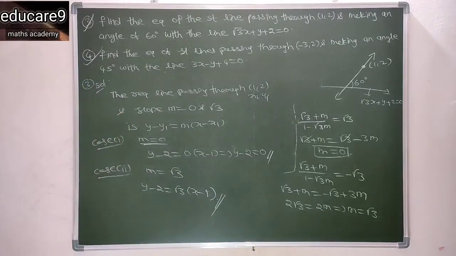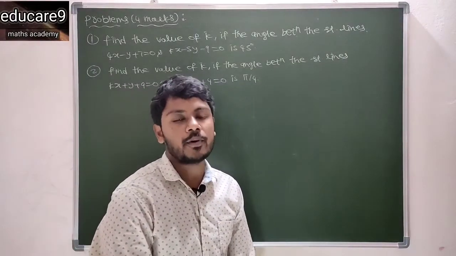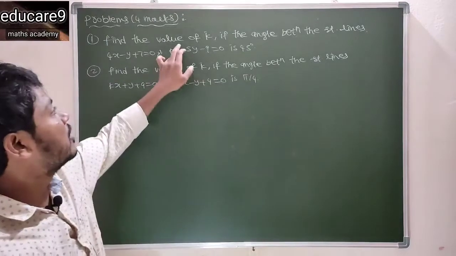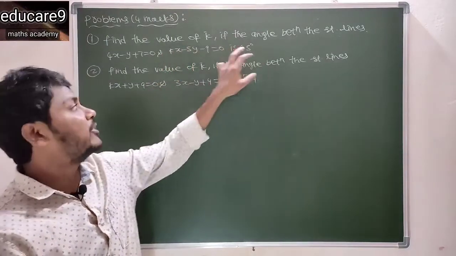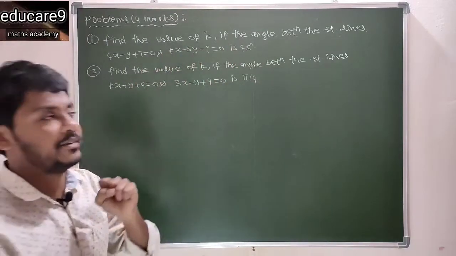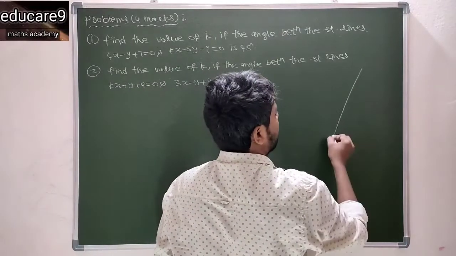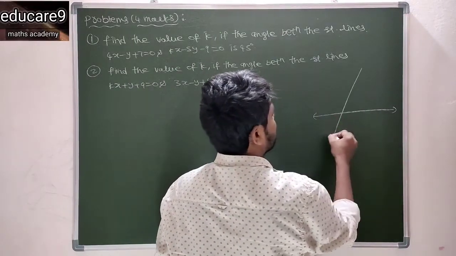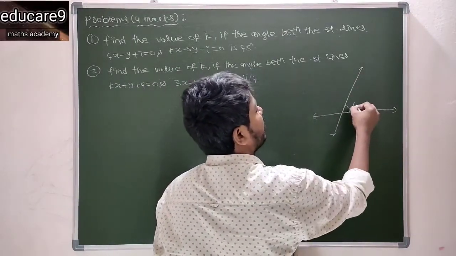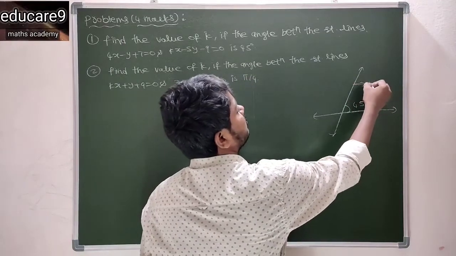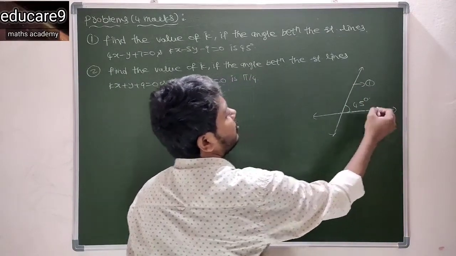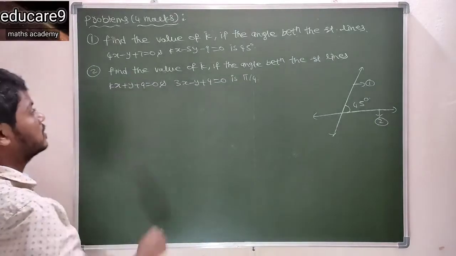So now we will discuss a few 4 marks problems. See the first one. Find the value of k if the angle between two lines is 45 degrees. So these are the required lines. Here the angle between two lines is 45 degrees, which is given. So you need to find the value of k. So see our solution.